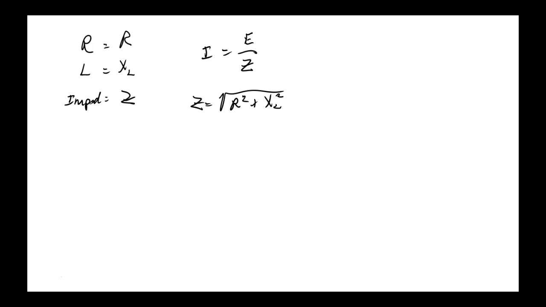Now, X sub L is actually 2 pi F L. Remember? Square that. If you don't know X sub L, but you do know the frequency and the inductance, which is usually what you know, plug those in rather than using X sub L.